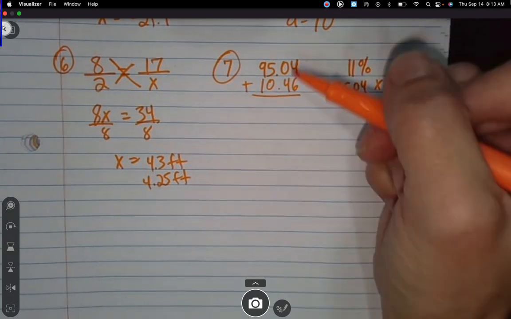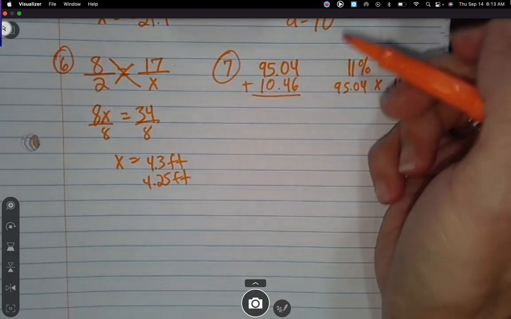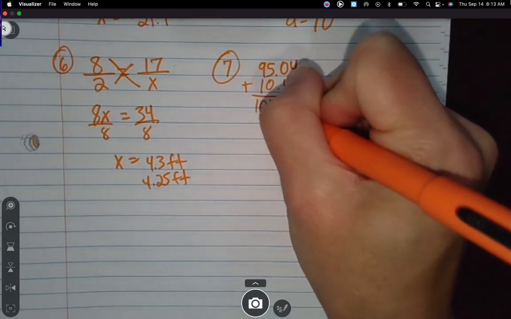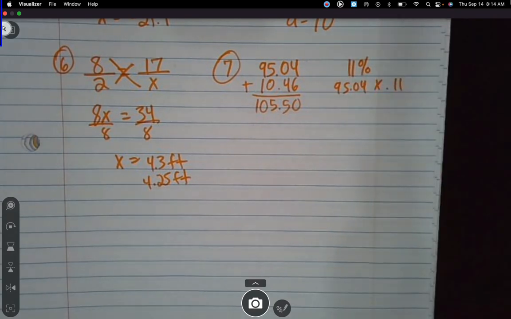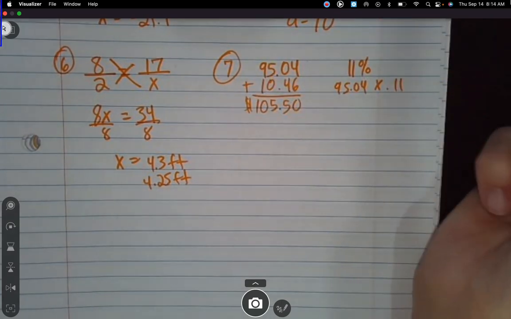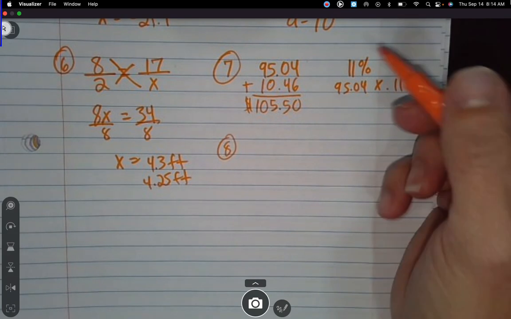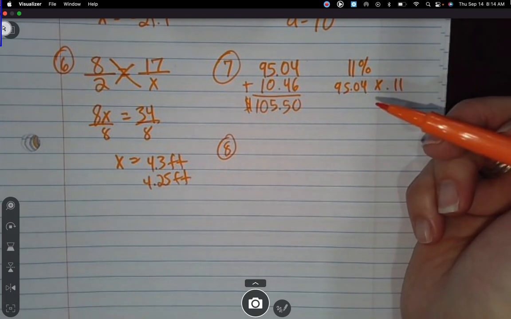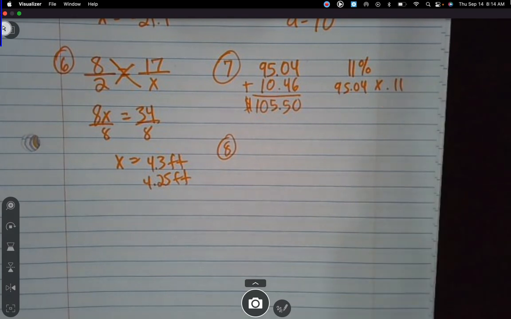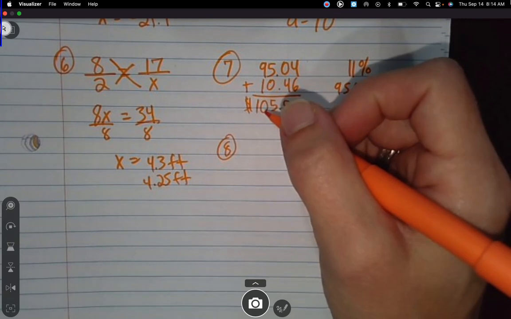Okay, then what do we do? We add the tip, right? So we get what? 105.50. 105.50. What did you get? 105.49? That's what they got. I got 95.04 plus 10.45. The answer they got was 105.49. Again, it just depends on how you rounded. Yeah.